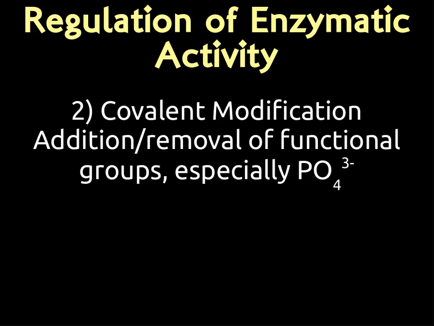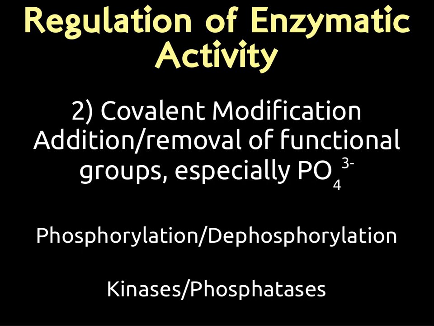So some of the things is we can add or remove functional groups like a phosphate, like this. Stick one on, pull one off. This is actually a really common way in which you'll see covalent modification modifying the activity of an enzyme quite a bit. And again, we can do this through phosphorylation or dephosphorylation of the enzyme, which is going to be happening by kinases or phosphatases. Kinases phosphorylate things, and phosphatases chop off phosphates.